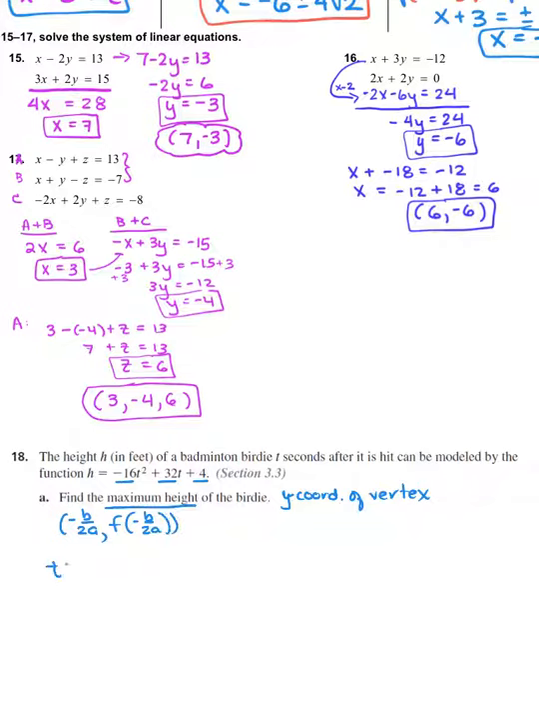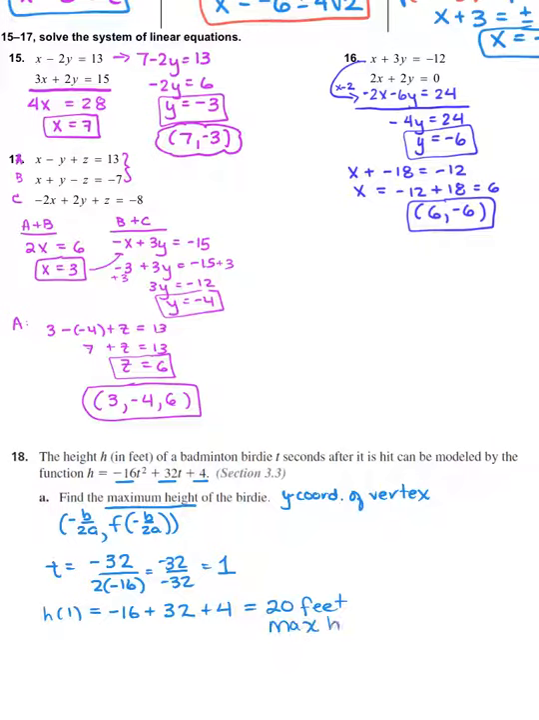So we have t is going to be the opposite of a positive 32 over 2 times negative 16. So that gives me negative 32 over negative 32, which is a positive 1. So h of 1, because we really want the y value, is negative 16 times 1 plus 32 times 1 plus 4. So that gets me 16 plus 4. So my maximum height is going to be 20 feet.